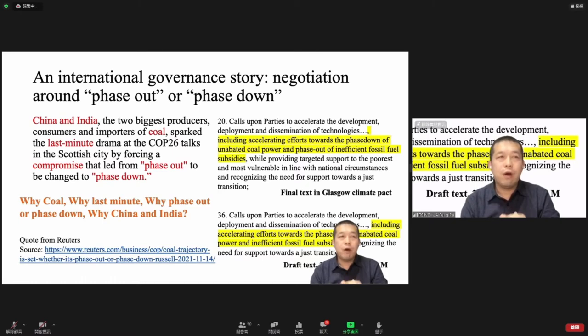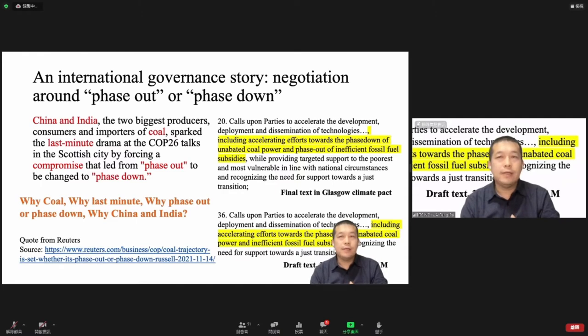I quote one from Reuters, which said China and India, the two biggest producers, consumers, and importers of coal, sparked last minute drama at the COP26 talks in the Scottish city by forcing a compromise that changed phase out to phase down. And that is the story that we will analyze throughout this lecture.